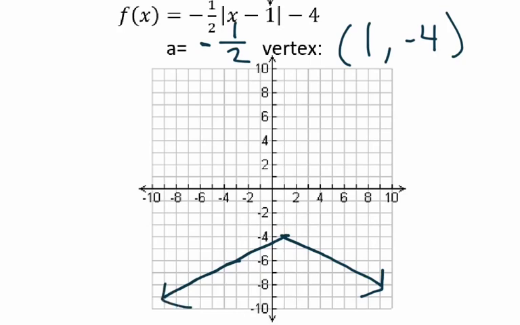So on this one, again, our domain is all real numbers. Our range we have to be careful with, again, because it's not greater than or equal to. Our range is going to be all real numbers less than or equal to -4.